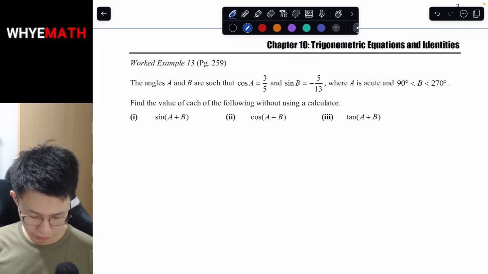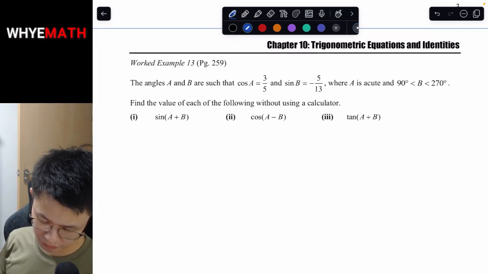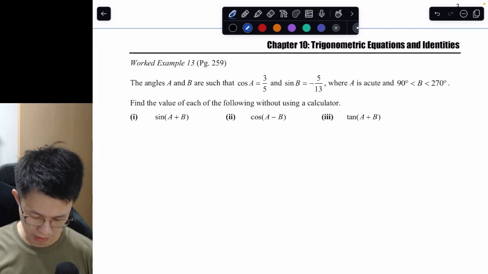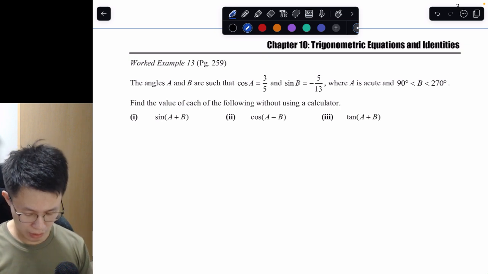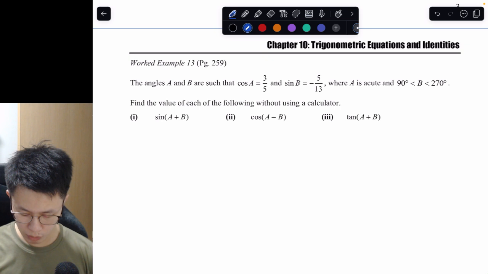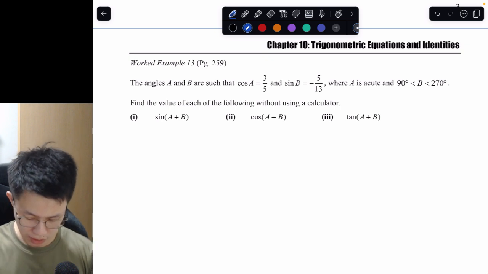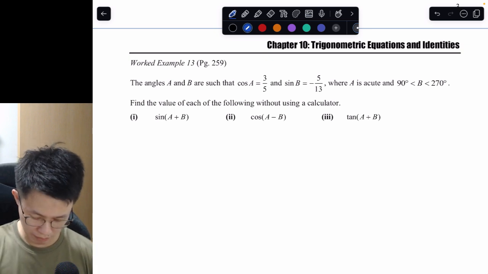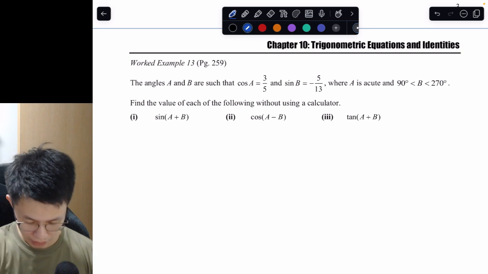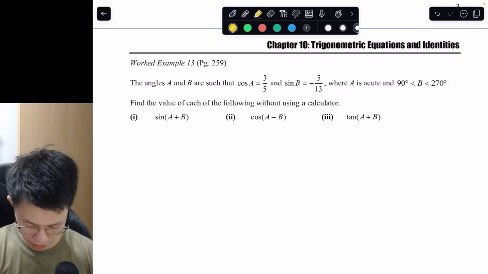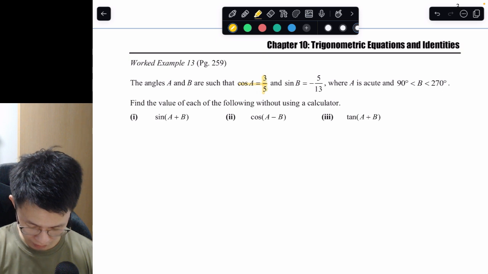Okay, we've come to a different kind of example here where we need to find the values of sine A plus B, cosine A minus B, and tangent A plus B. While we're doing this, we definitely need some starting point, right? And the only thing in this question they gave us is that angles A and B are given such that they have specific values here.